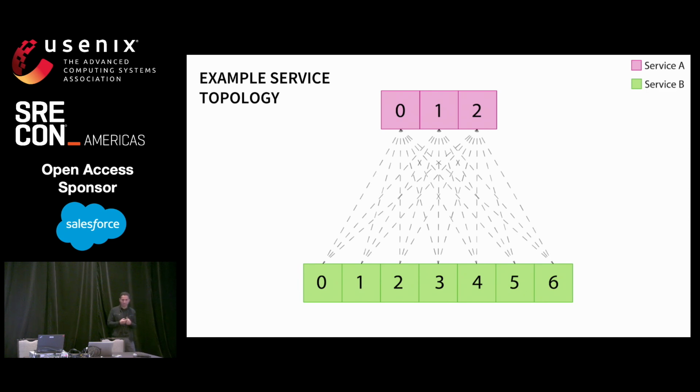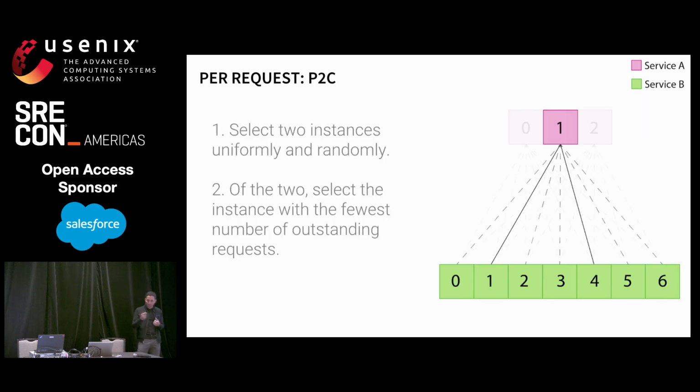So let's take a look at an example topology. Here we have service A talking to service B. Each instance of service A has an embedded load balancer, and we have an equal session distribution on service B because each load balancer opens one session to each instance in service B. So given this topology, how do we balance requests?